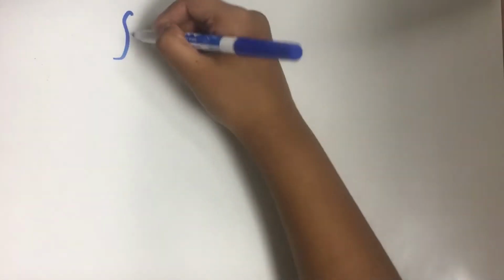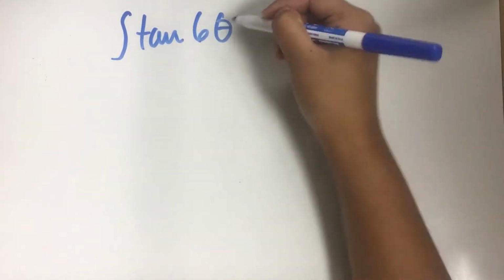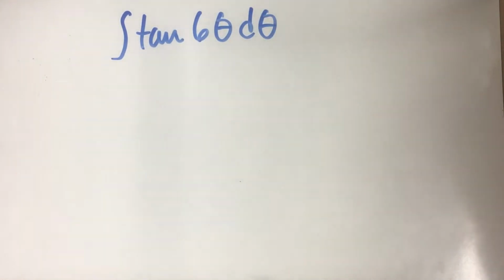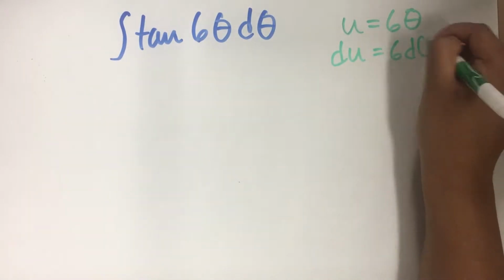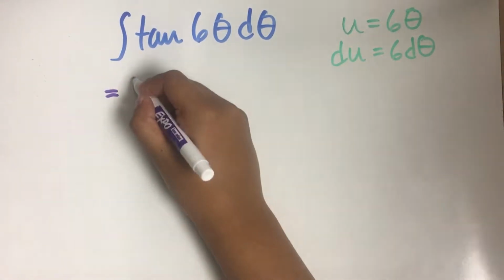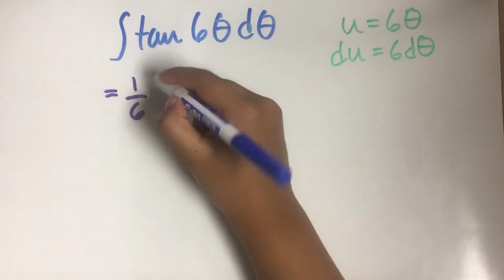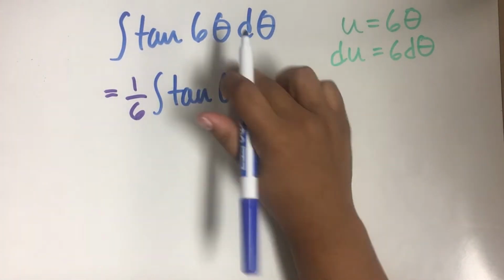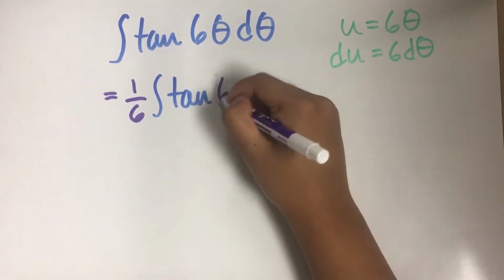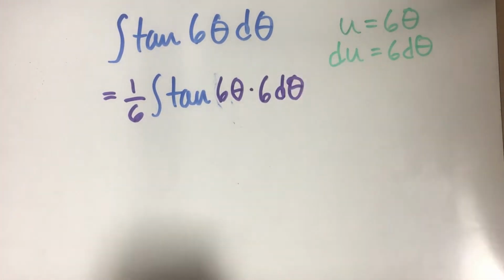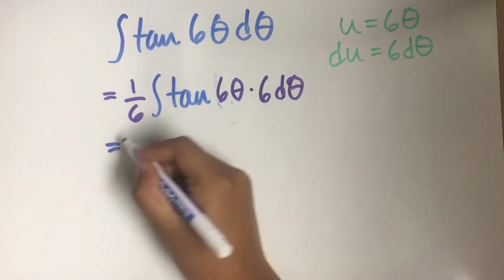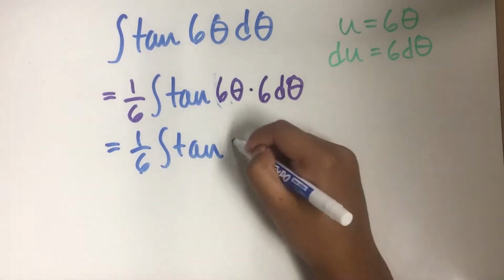Our first example is the integral of tangent 6 theta d theta. First, use u substitution. We are going to set u equal to 6 theta. Derived, this will make du equal to 6 d theta. Now replace 6 theta with u, since they are equal. In order to replace d theta with du, we need a 6. However, the equation must stay the same. We can add a 6 on the integral as long as we put the fraction 1 over 6 on the outside.